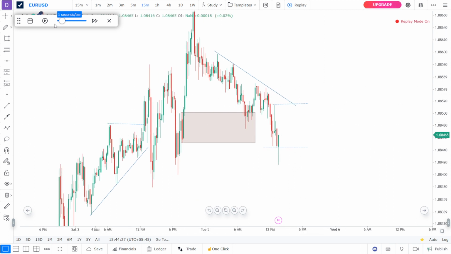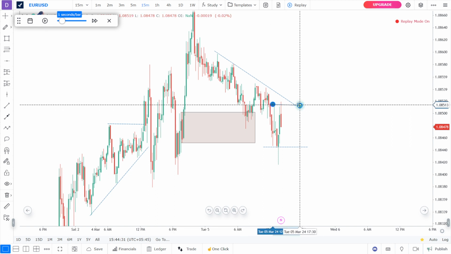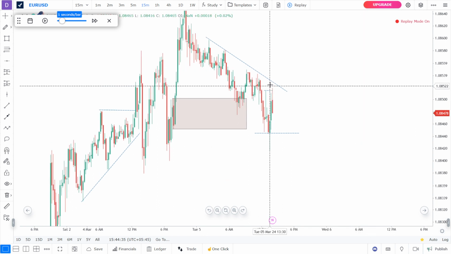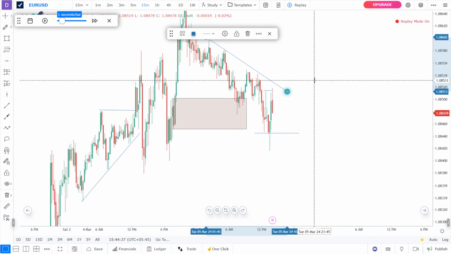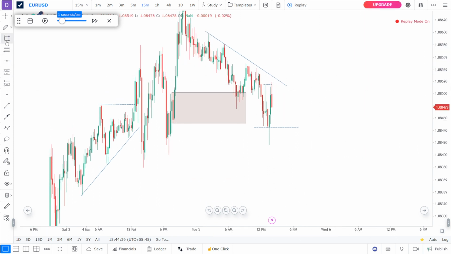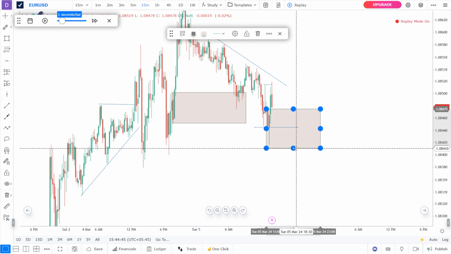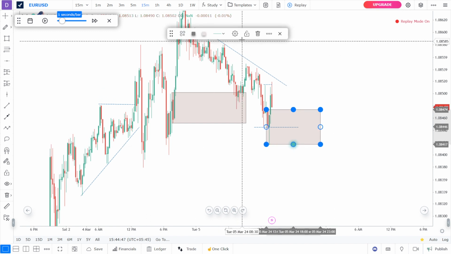So let me play the price forward. Okay. So this zone is taken out, right? And now we can look for a long because this trend line is still valid, and it's not taken out. So this is our demand zone, right? And from this demand zone, we can take a long.